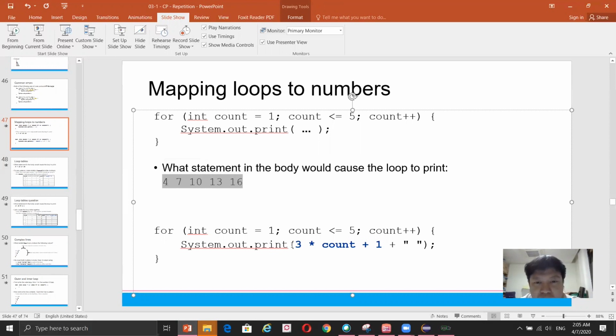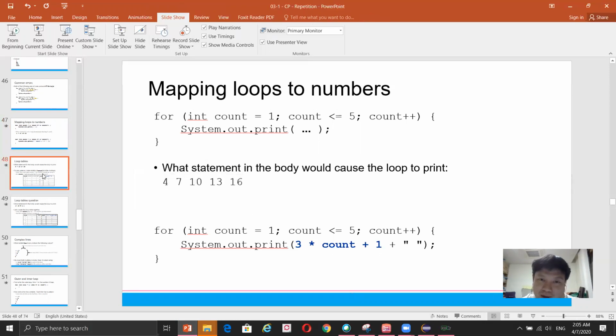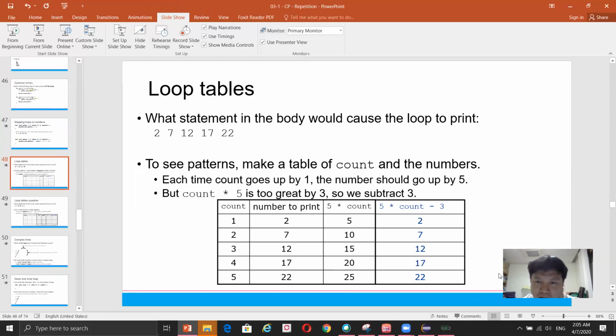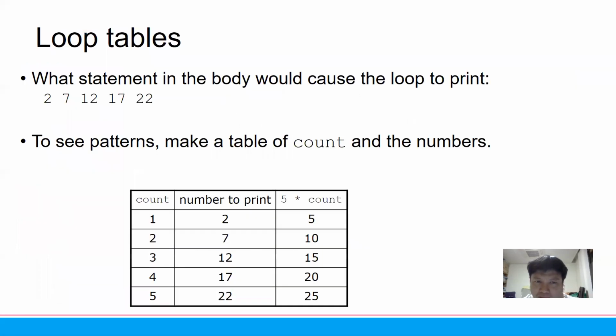So maybe you can see, oh yeah, this is 3 multiplied by count plus 1. But how can I get this number? How can I get this formula? Okay, so let's see one by one. Okay, so what statements in the body would cause the loop to print 2, 7, 12, 17, 22? So we need to make a variable count.